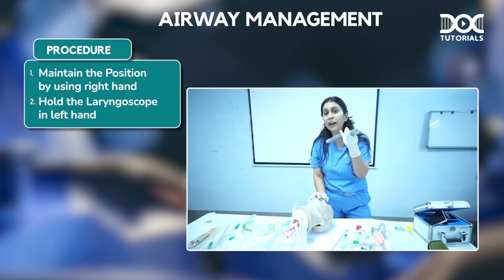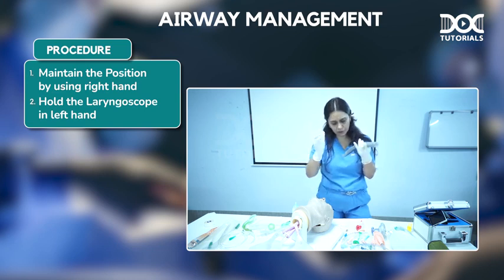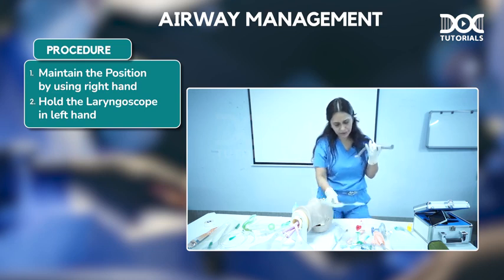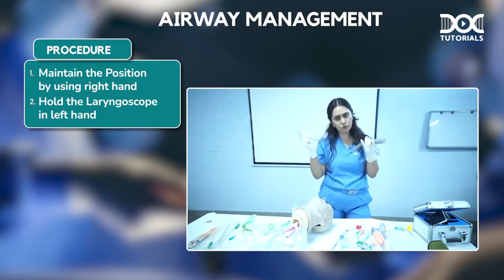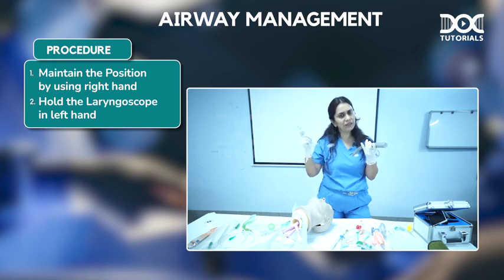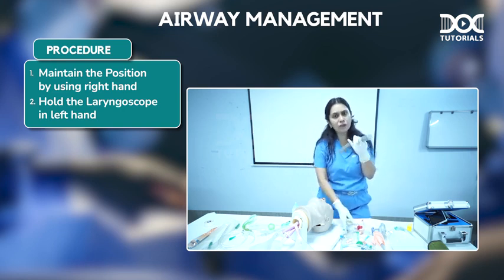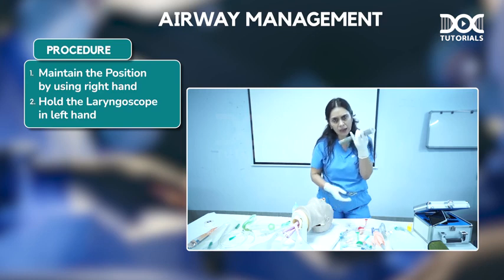This is always held in your left hand. Now, what was the reason? Your dominant hand should be free to hold the airway devices. So, my dominant hand should hold my endotracheal tube. And in the maximum population, the dominant hand is the right hand. So, the shape of the laryngoscope was made in such a way that it should be held in the left hand. So, I have to hold it in my left hand, right?